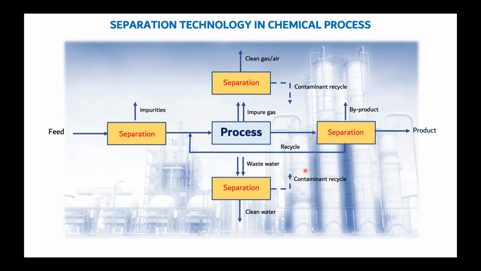For example, for hazardous waste, it should be stored safely because it has contamination. So that means we need a number of separation technologies in chemical processes, because in nature there is always a lot of mixture, even in the gas phase and the liquid phase, and to be able to separate them into a 100% pure product, we need the technology.